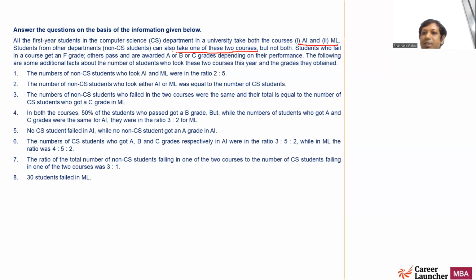So let's say the computer science department has 100 people. So 100 people will be enrolled in AI as well as 100 people will be enrolled in ML. And let's say we have 100 non-CS students. So for example, 30 people are enrolled in AI and 70 people are enrolled in ML. So we are going to have something like this. Students who fail in a course get a grade F. Otherwise, if they pass, then they get either A or B or C.